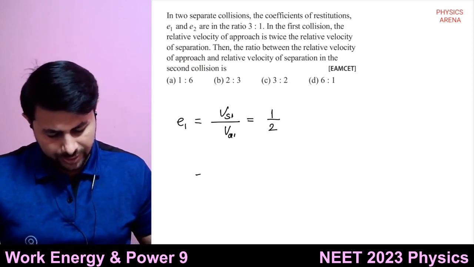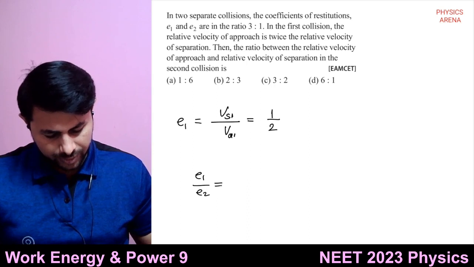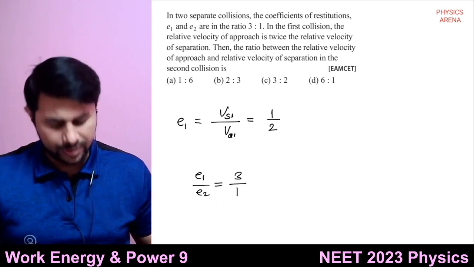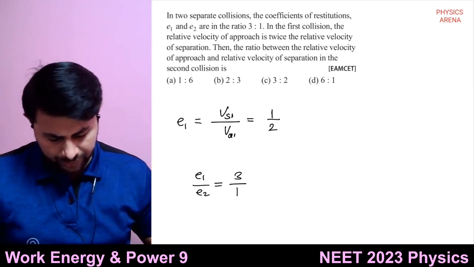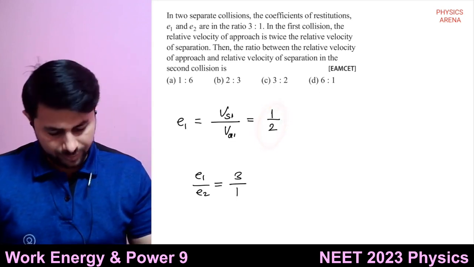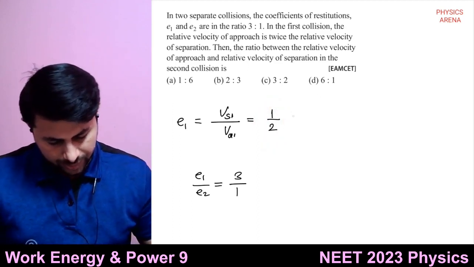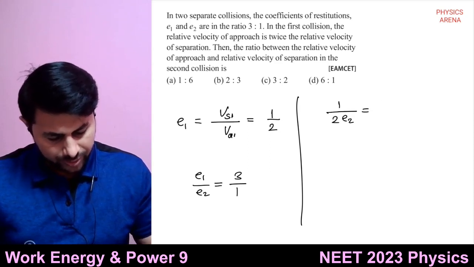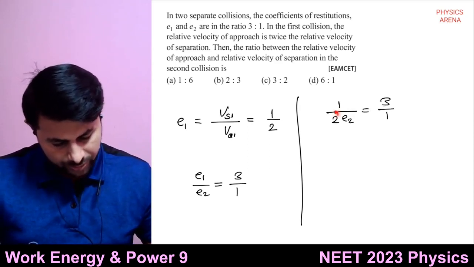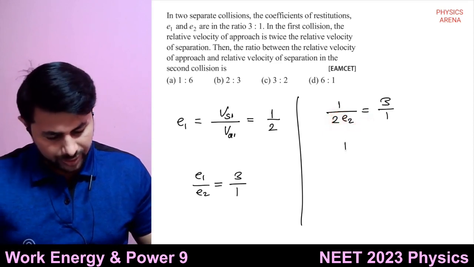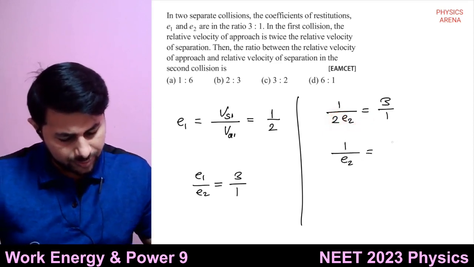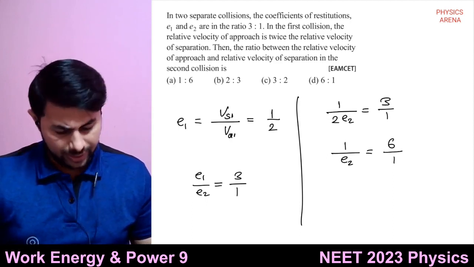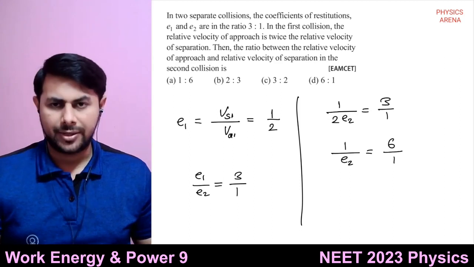So E1 is to E2 is equal to what? It's equal to 3 is to 1. This is given, and E1 we found is 1 by 2. So we can substitute that. Then we get 1 by 2 E2 is equal to 3 is to 1. If we move this 2 to the other side, we get 1 upon E2 equals 6 is to 1. And this is what we wanted to find out.